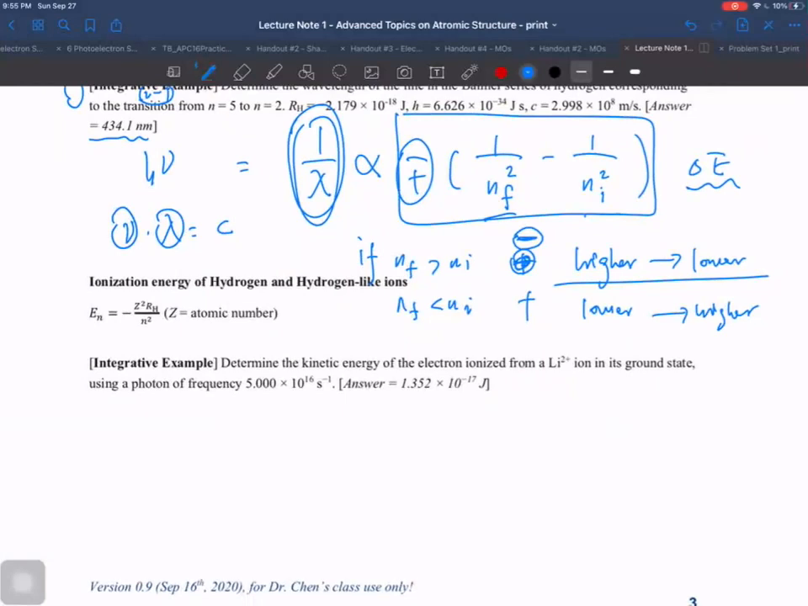is the ionization energy of hydrogen. I think the ionization energy of hydrogen is supposed to be RH over 1 squared. This will be the ionization energy of hydrogen. Does this make sense to you? Sure, because n final is infinite, right? So it's 0 minus RH over 1 squared, and you need to make it positive. So finally it changes into this.